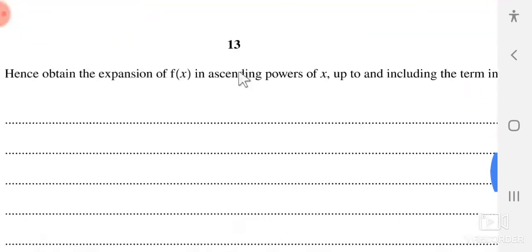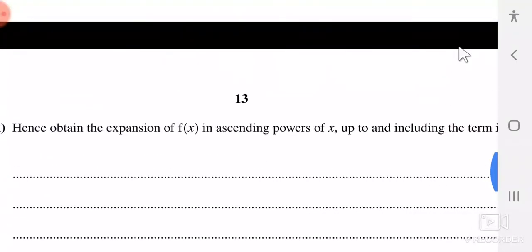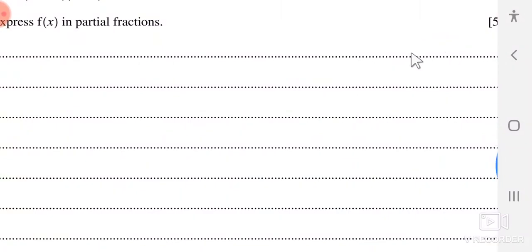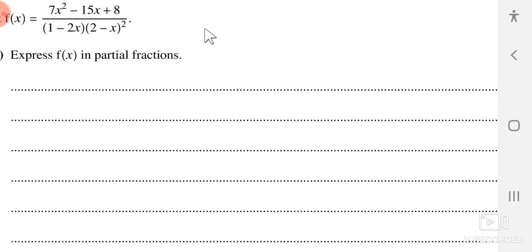Okay, and now he is saying hence obtain f(x) in ascending powers of x up to and including the term in x squared. As you have already done the previous part, use the result of that, whatever you have done, and then write the value of A times (1 minus 2x) raised to minus 1, and in the same way plus B into (2 minus x) raised to minus 1, and then plus C into (2 minus x) whole squared, I mean raised to minus 2. And you already have found the values of A, B and C there.